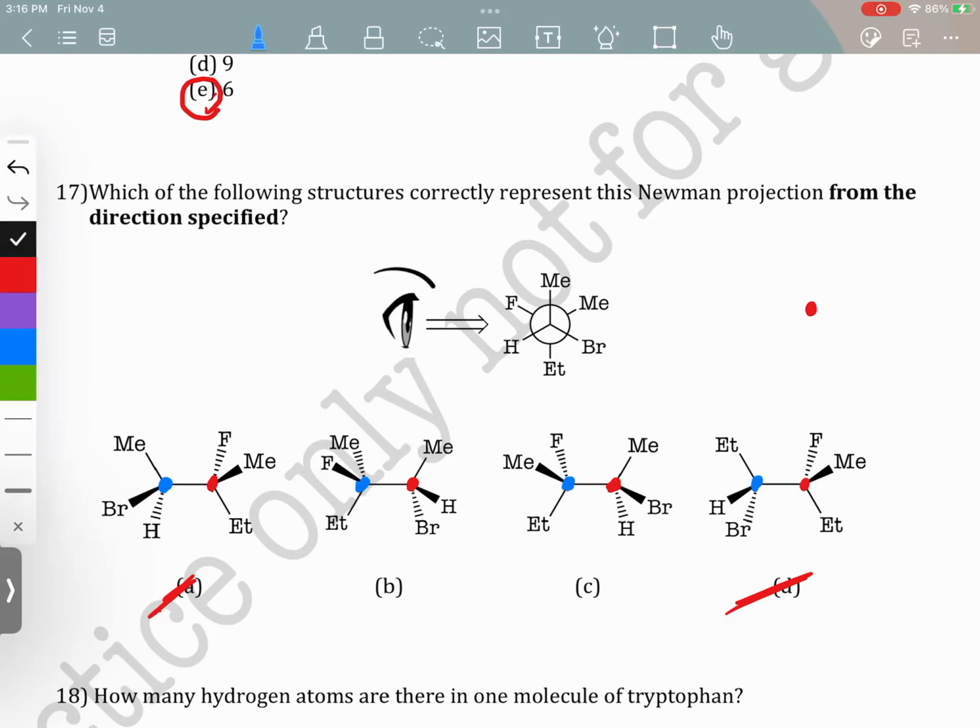So let's do it like this. Methyl's going straight up. Now, the hydrogen, will it be on a wedge or on a dash? Wedge. It'll be on the wedge, because when we look at the presentation here, the hydrogen is coming towards the eyeball. So that means the bromine is on the dash. It's going away from the eyeball.